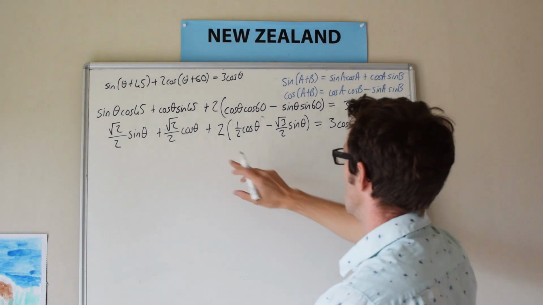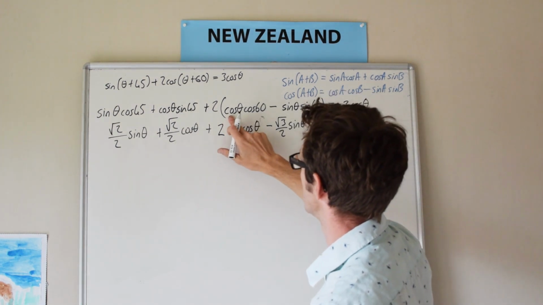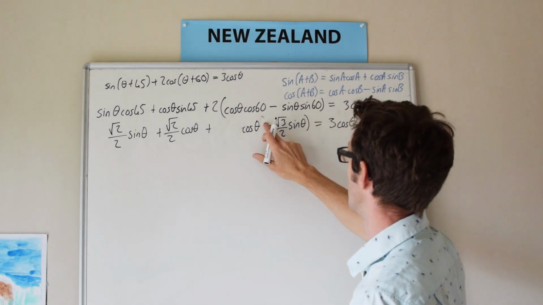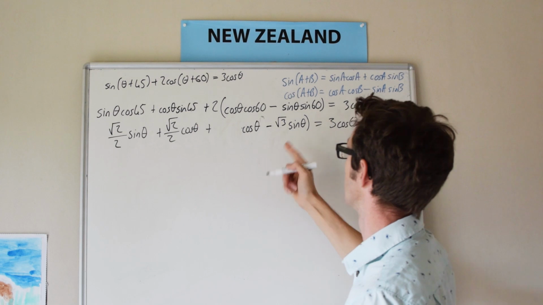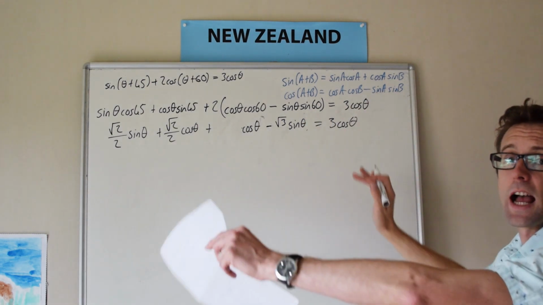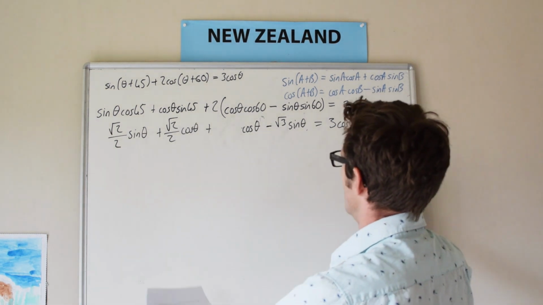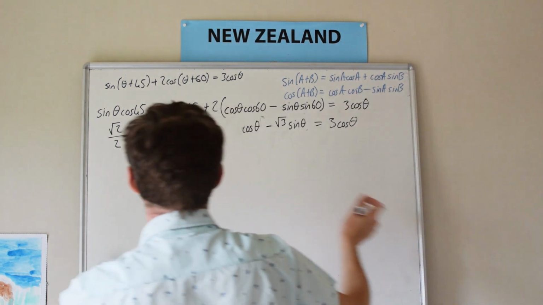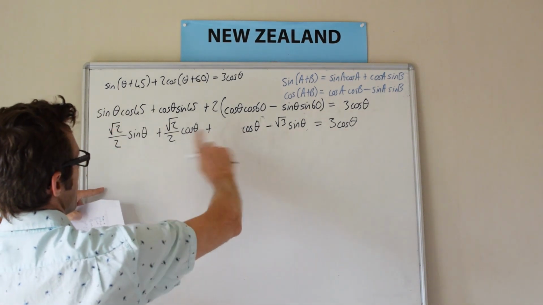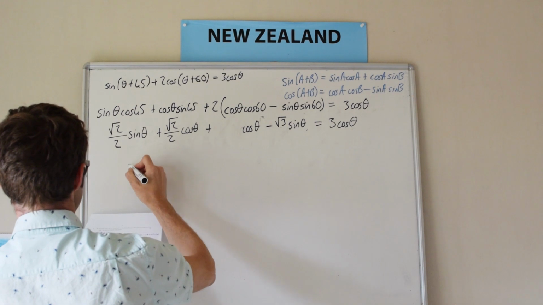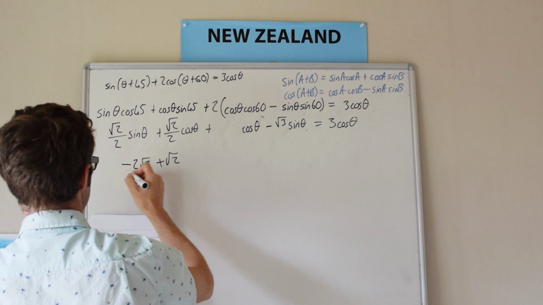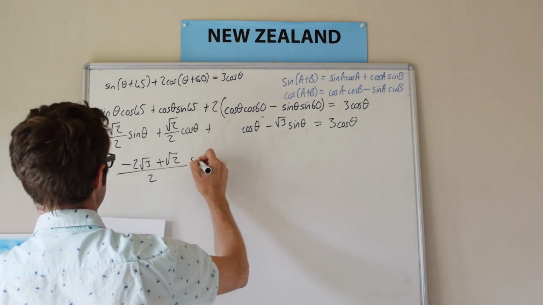Now I'm going to multiply out this bracket here, so this ends up being plus cosine theta, and when I multiply this out by 2, it'll be just minus square root 3 sine theta. Okay, I hope that makes sense. Now we're going to gather all of our like terms. I'm going to put all my sines on one side and all my cosines on one side. So on your calculator, you can just go square root 2 over 2 minus square root 3, and that will give me minus 2 square root 3 plus square root 2 over 2 sine theta.